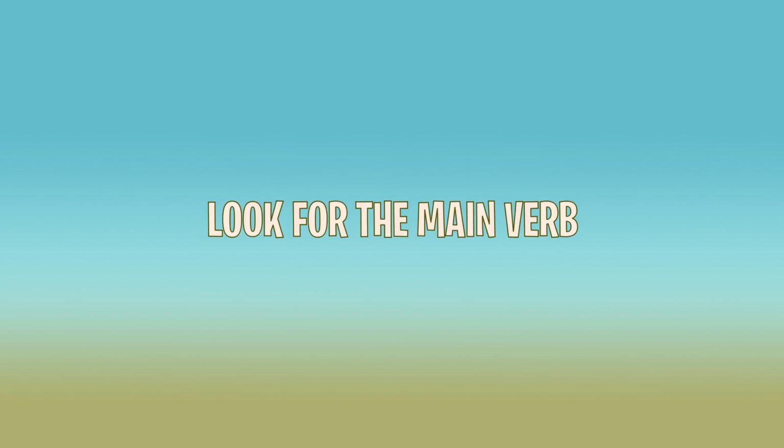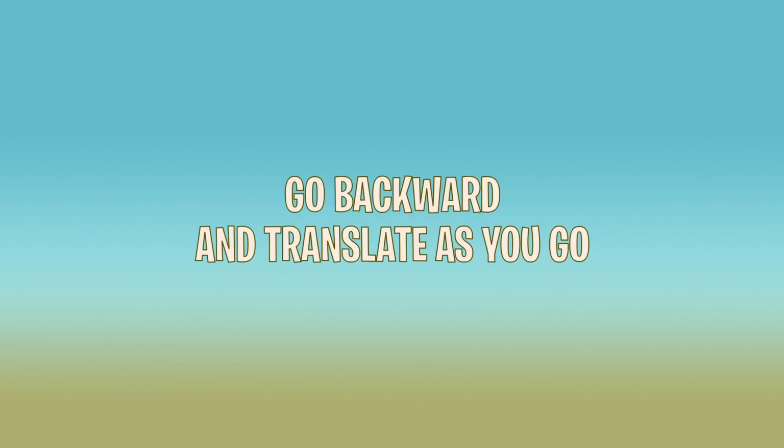Rule number 2, look for the main verb. Usually the main verb is at the very end of the sentence, so it should be easy to find. You also want to pay attention to the tense of the verb. Then go backward and translate as you go. You have to start from the main verb once you have found it, and go backward and translate each word respectively with its own marker.